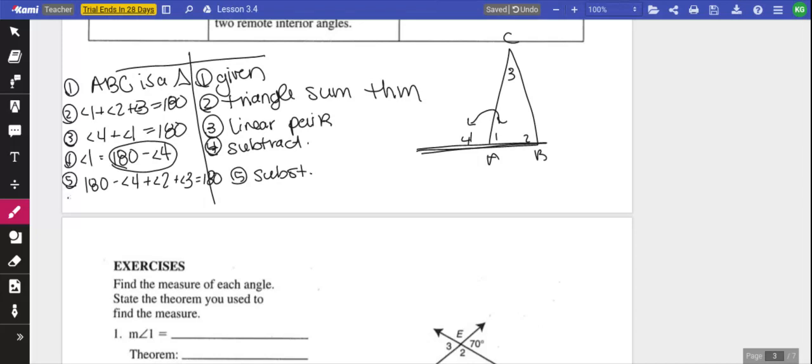Subtract the 180s away. That gives me negative angle 4 plus angle 2 plus angle 3 equals nothing, because I subtracted the 180s away. Then I'm going to add angle 4 to the right side, and I have shown that angle 2 plus angle 3 equals angle 4, by addition.